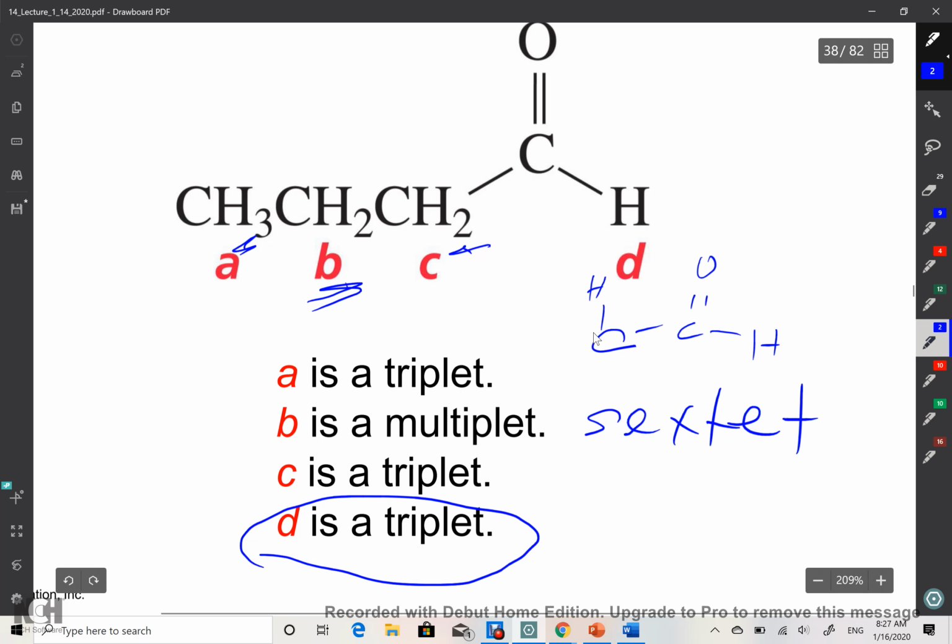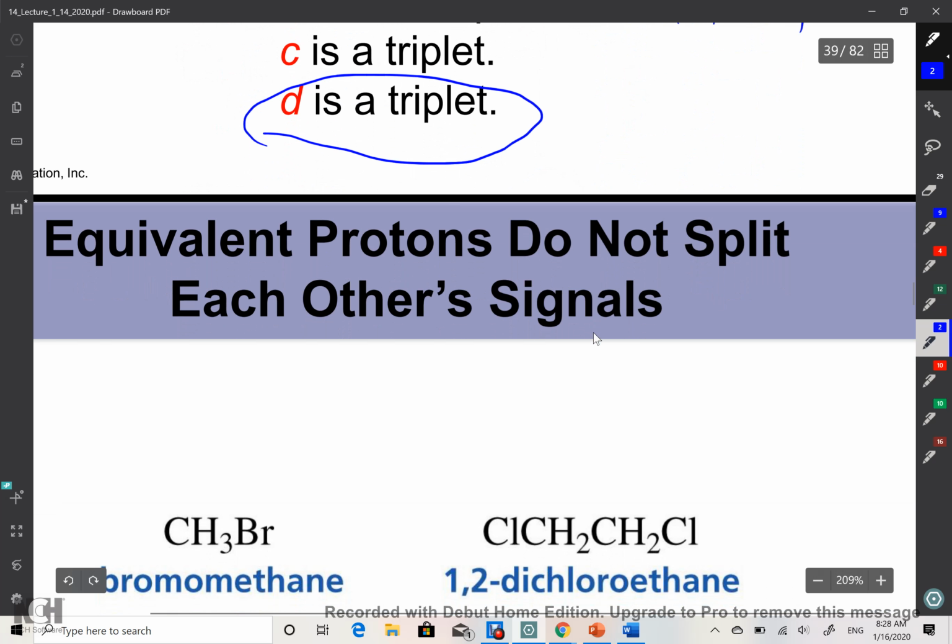Oh, I drew it wrongly? I was about to say the adjacent carbon. No. Let me try to figure it out. Hold on. 1, 2. No, that is correct. It's supposed to be a triplet. Yeah, I was about to say because the adjacent. No, it will be a triplet. Because I didn't take a look at it. Thank you, sir. It's a triplet, guys. It's 3 bonds away.